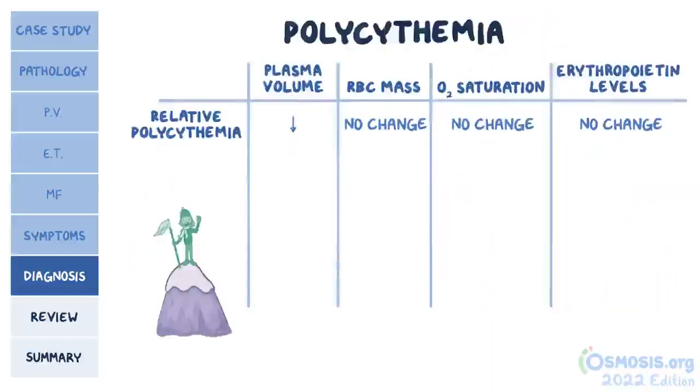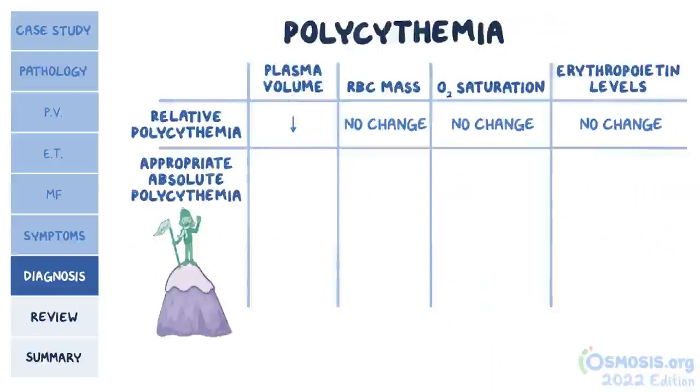In response to the decrease in oxygen saturation, the peritubular cells of the renal cortex make more erythropoietin, which signals to the bone marrow to produce more red blood cells to compensate for the hypoxia. Over time, the red blood cell mass increases, while the plasma volume remains about the same.